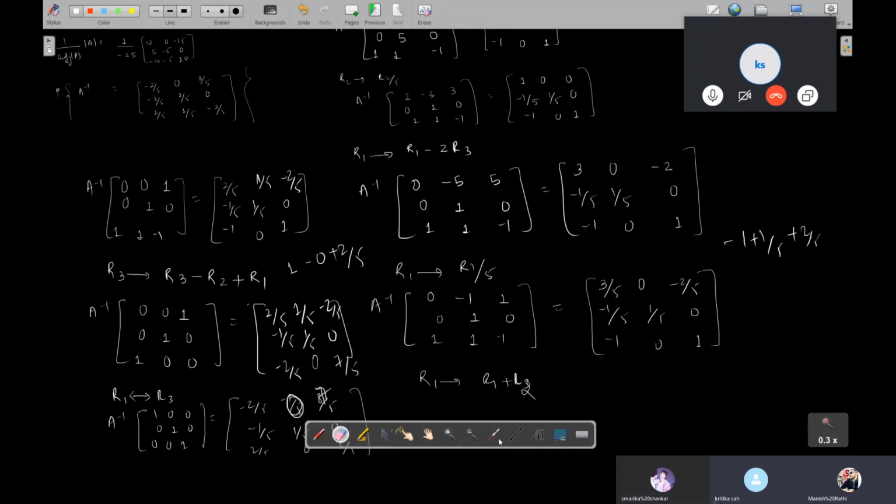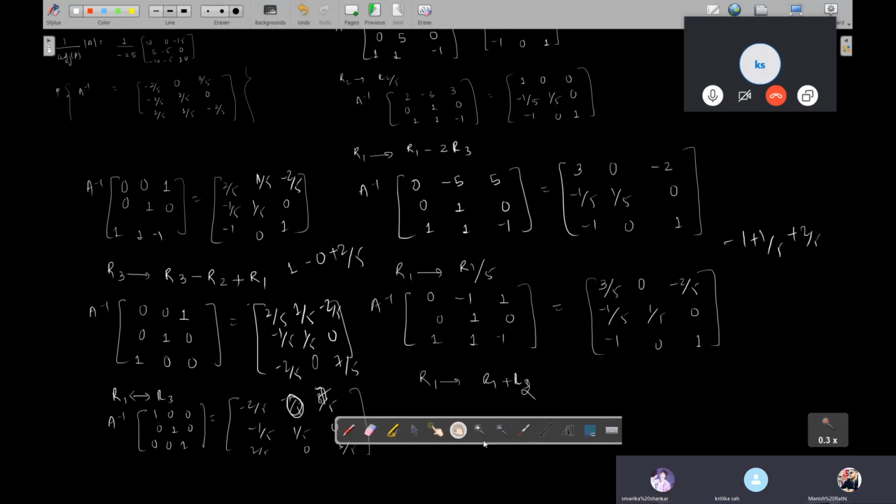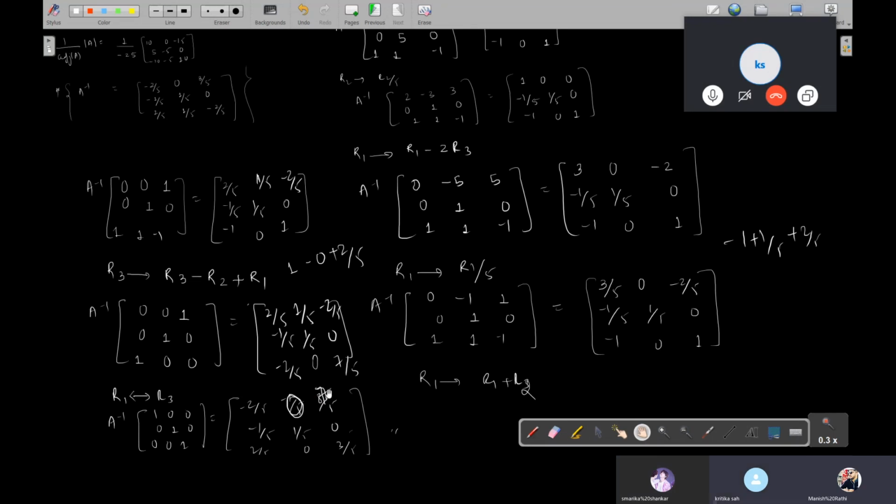But minus 2 by 5, one second, let us see the question. Minus 1, minus 2 by 5, 0. The value should be 3 by 5, minus 1 by 5, 1 by 5, 0, 2 by 5, correct, 1 by 5, 2 by 5, 1 by 5, minus 2 by 5. Only the element which is not matching is this one. All the other elements are coming as they are.